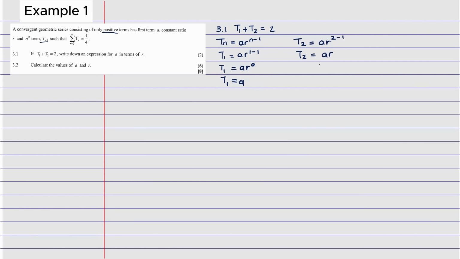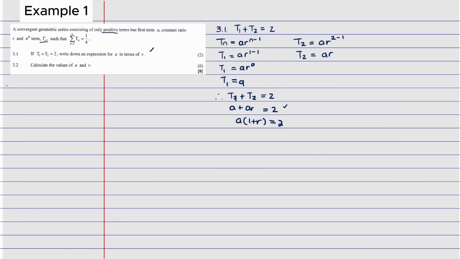So now let's rewrite T1 plus T2 in terms of a and r. Therefore, this is going to be a plus ar is equal to 2, which is the same as a, open bracket, 1 plus r, close bracket, is equal to 2. Even if you leave it here, it's fine, but I just wanted to simplify it more. So this is going to be our first answer.